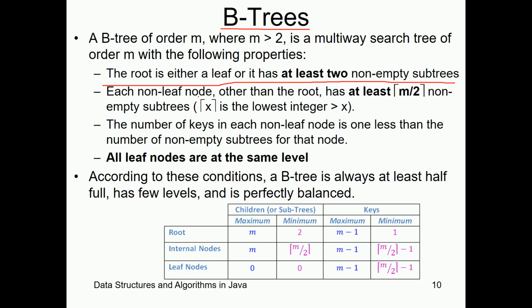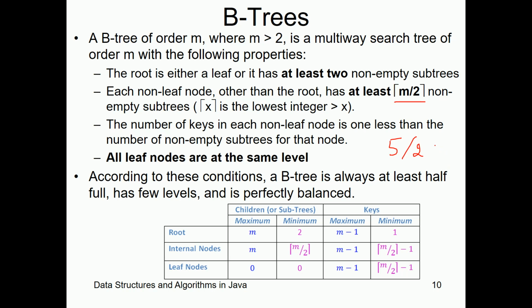And then each non-leaf node, other than the root, has at least m divided by 2, and this is called the ceiling, non-empty trees. Well, now this needs some time. We just stop in here. First of all, what does this mean? What does this symbol mean? This symbol means you can take it to the upper, like if you have 3.5 it will become 4. Exactly. Because now if we have, for example, let's say 5 divided by 2.